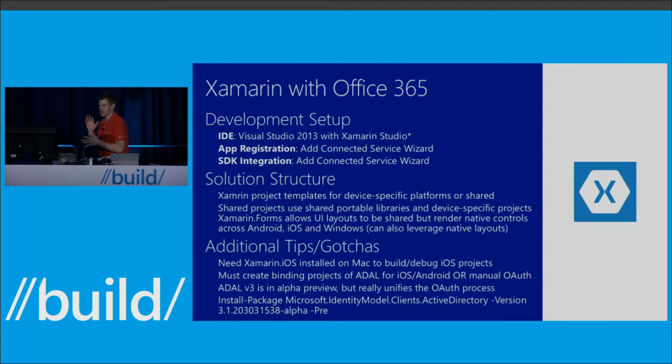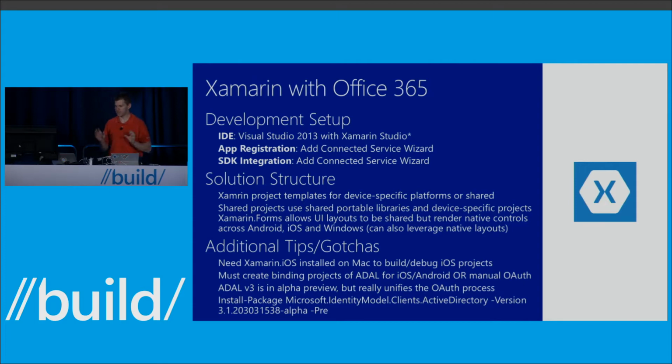A few gotchas. Again, if you're going to do anything on a Mac, you have to have a Mac to be able to build and debug against. You must create what we call a binding project if you want to use the Azure Active Directory authentication libraries. So that's ADAL. You'll hear me say ADAL a lot. Basically, the Azure Active Directory libraries make authentication against Azure AD really, really simple, where you don't have to write lines and lines of code. You can write like 3 lines of code to authenticate. It handles all of that, including the caching of tokens.